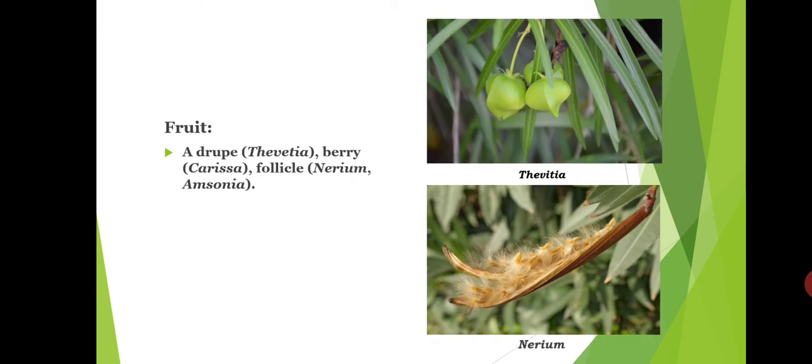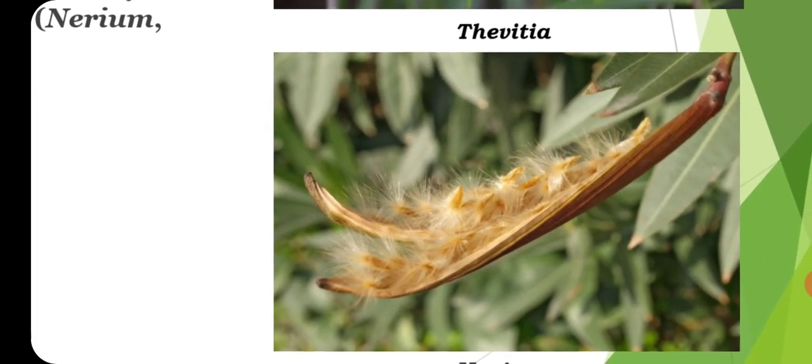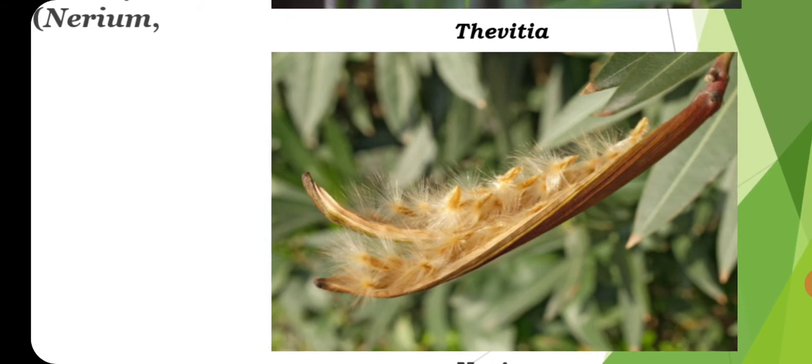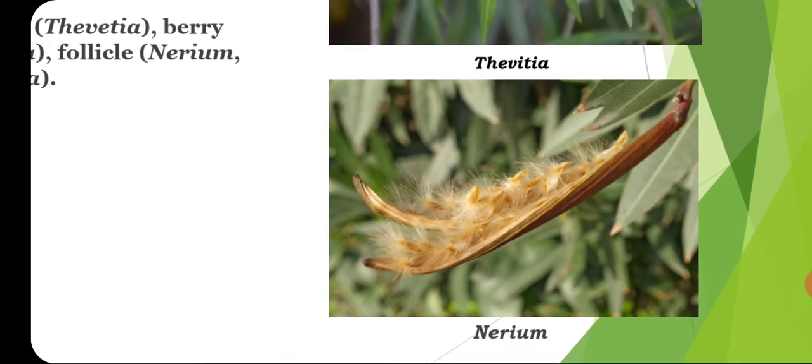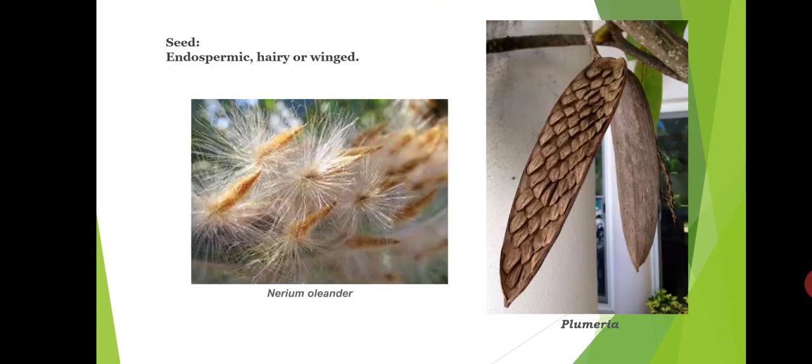Then coming to the fruit type, fruit is normally a drupe. Example, Thevetia, that is generally highly poisonous. And berry, Carissa, it is berry, and follicle, it is Nerium. Here we can see the seed dispersal condition of the follicle, and the seeds are with numerous hairs. Okay, and that is the character.